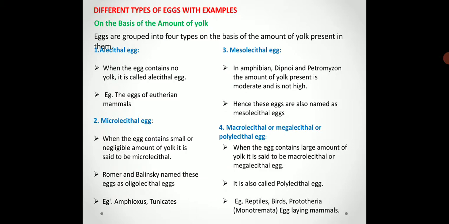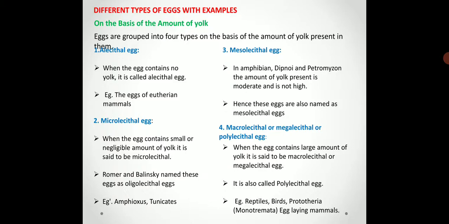Alecithal egg, the word itself has its meaning. A means absence. So the egg which contains no yolk is what we call an Alecithal egg. For example, in the case of eutherian mammals. Second is the Microlecithal egg. When the egg contains a small or negligible amount of yolk, it is said to be microlecithal. Rover and Balfour named these eggs oligolecithal eggs, and these are found in Amphioxus and tunicates.